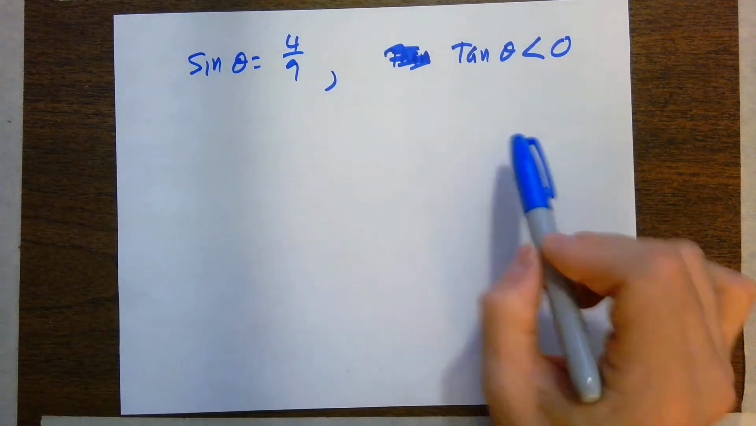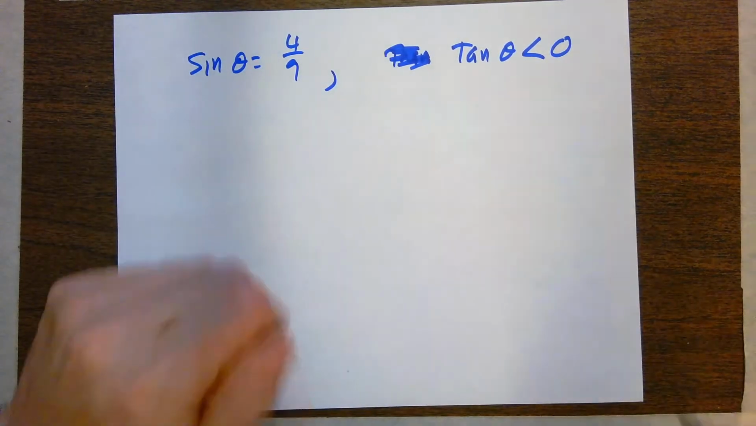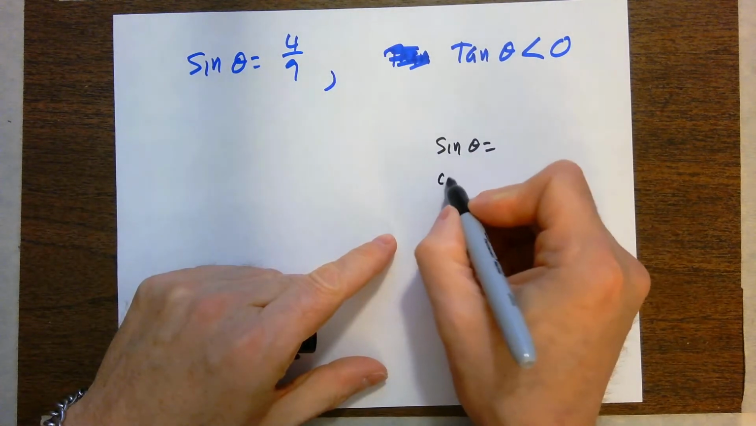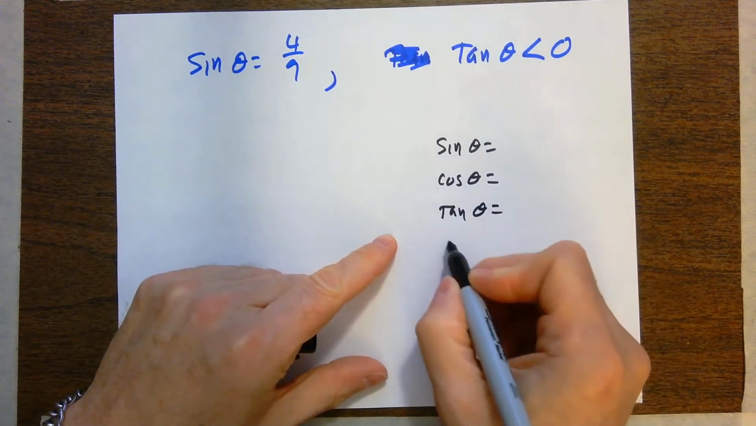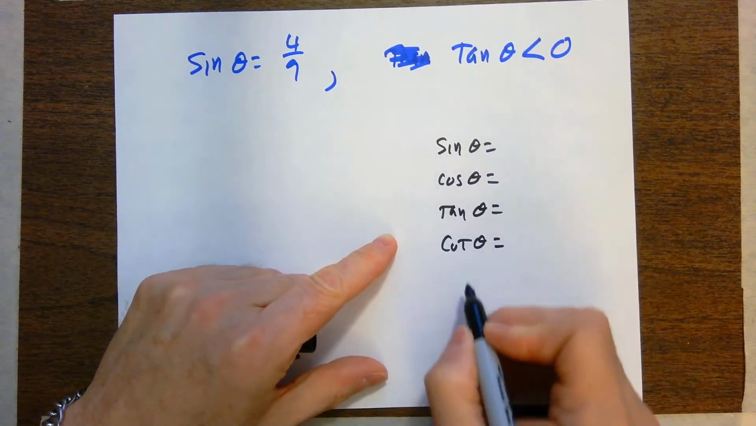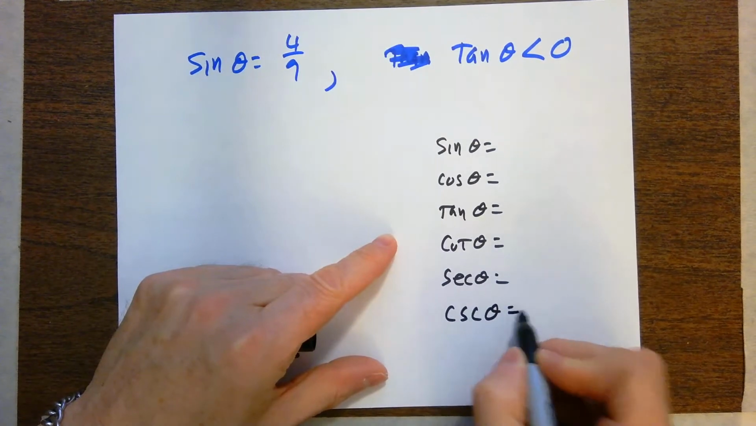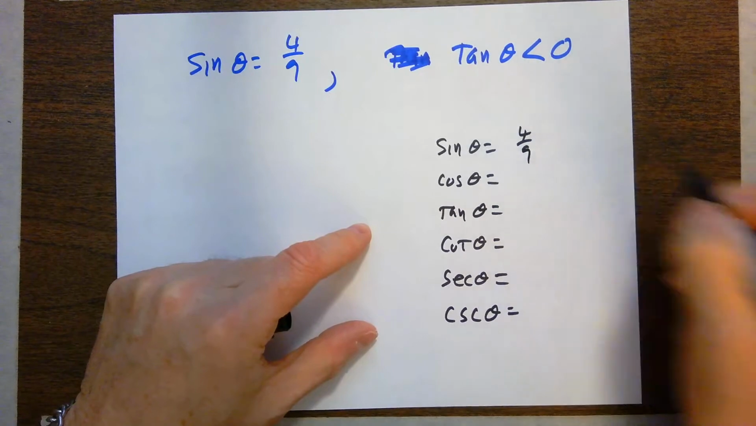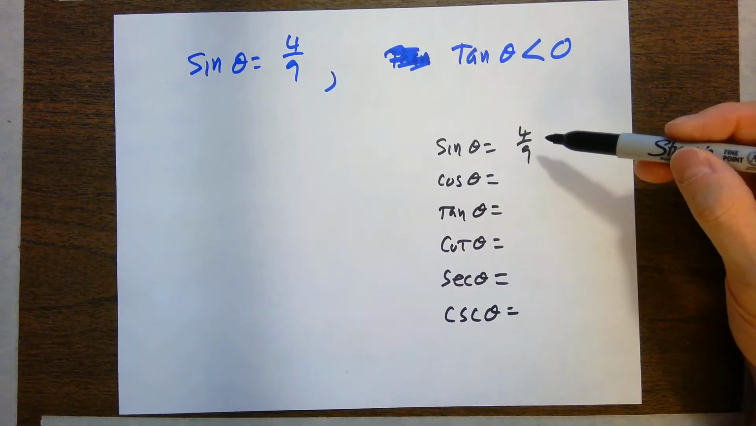But the final question that I want to answer over here is, I want to know what is the sine of the angle, the cosine of the angle, the tangent, the cotangent, the secant, and the cosecant of that angle. Well, sine I already know. I know that's 4/9. And now let's be clever. If I know the sine is 4/9, what else do I know without doing any work at all?